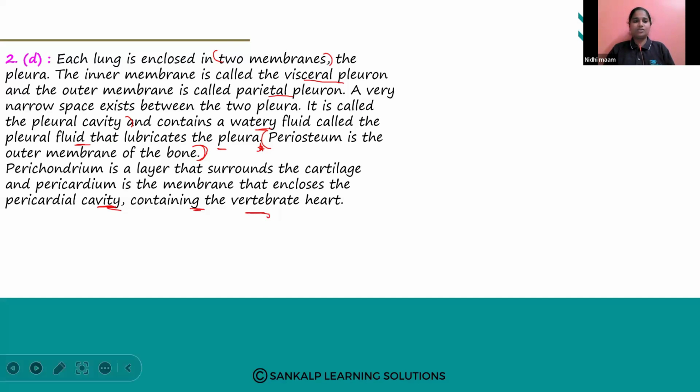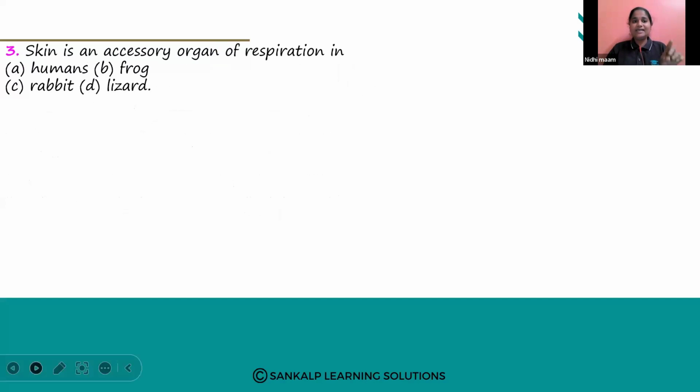Okay, this is about the first question. Next, skin is an accessory organ of respiration in which of the following animals? Human, frog, rabbit, lizard.